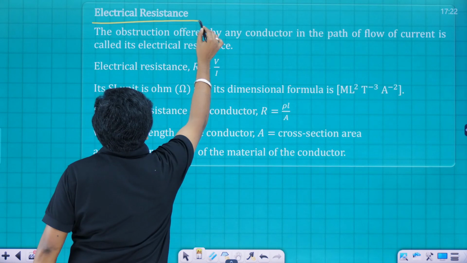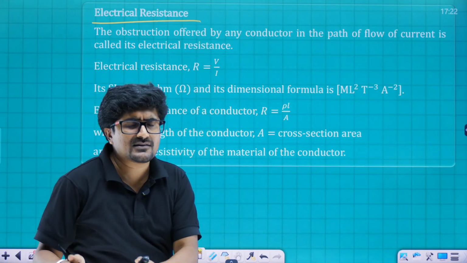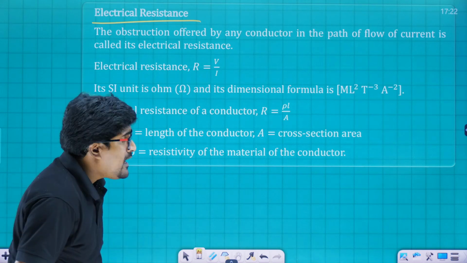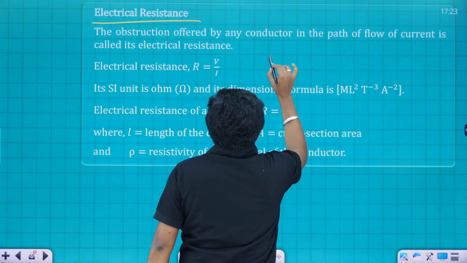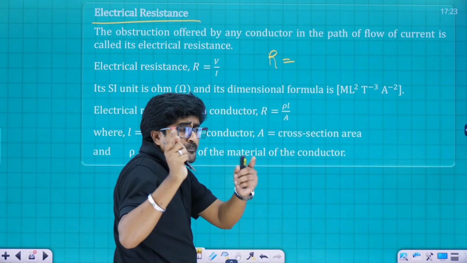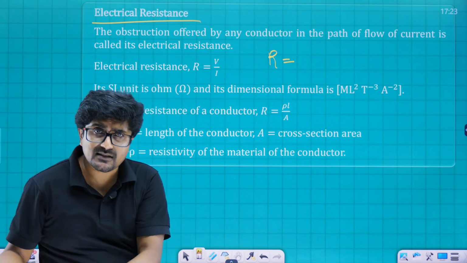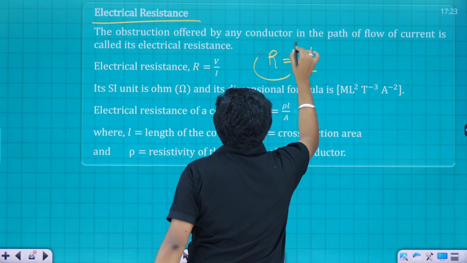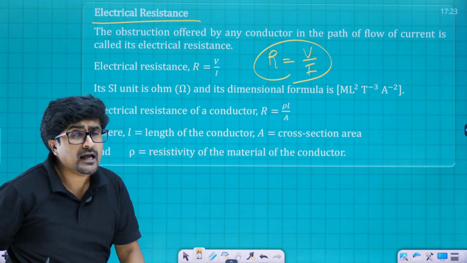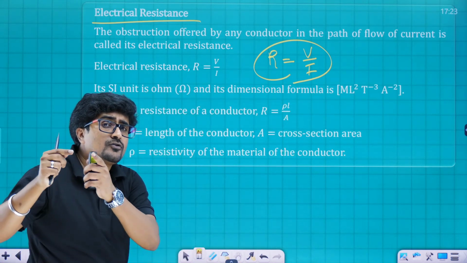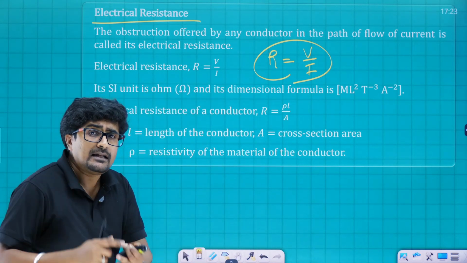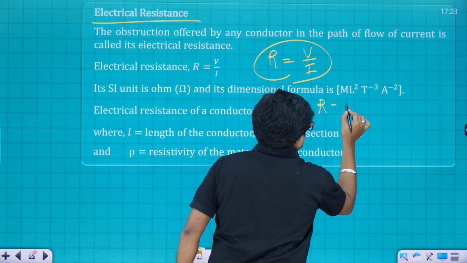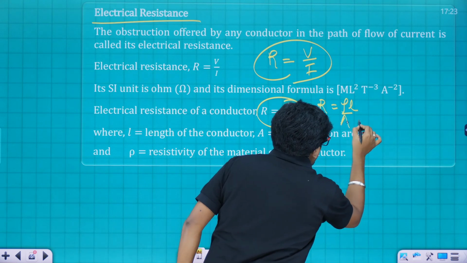Electric resistance is the opposition offered against the flow of electrons in any conductor. Mathematically, if you want the expression for electric resistance in terms of voltage, I mean potential difference, and current, then it is R is equal to V by I. If you want the expression in terms of resistivity, length and area of cross section, then you have R is equal to rho L by A.